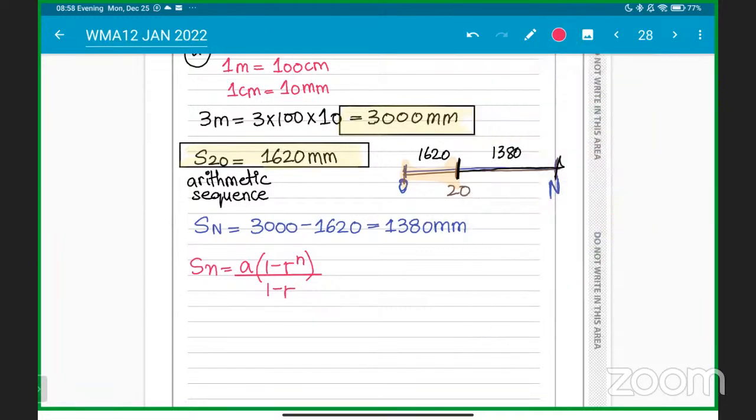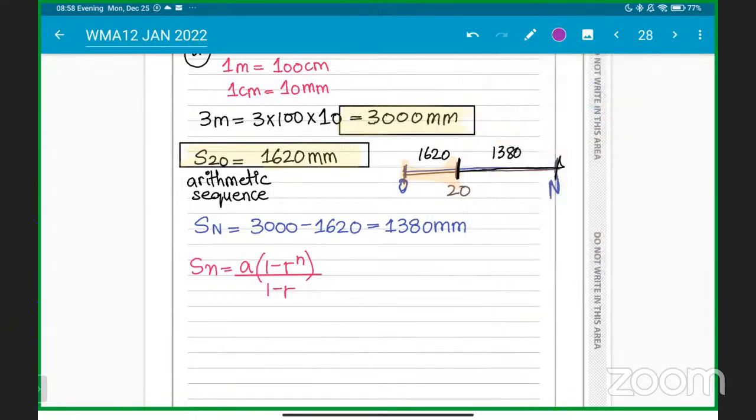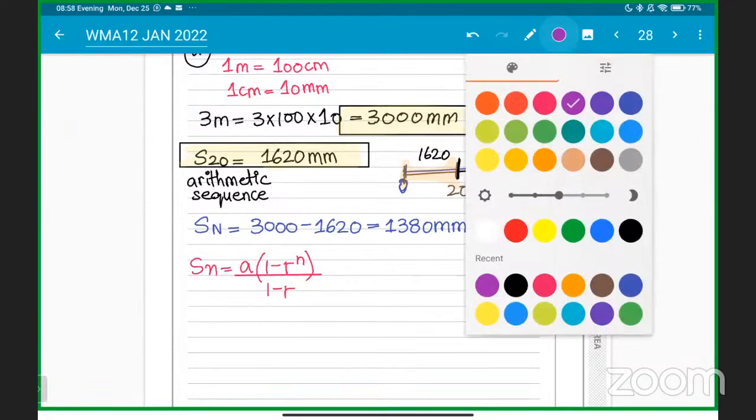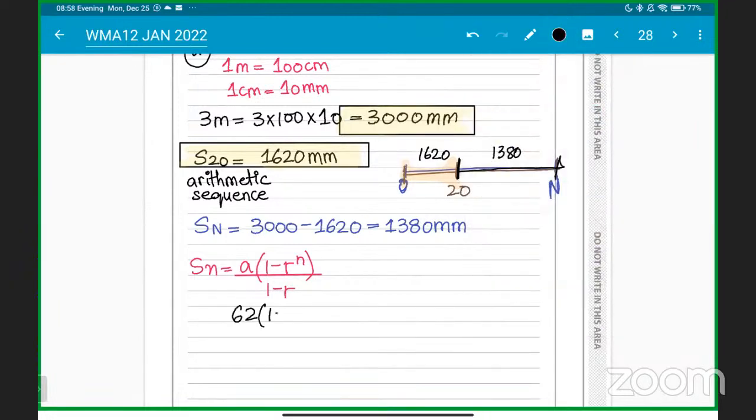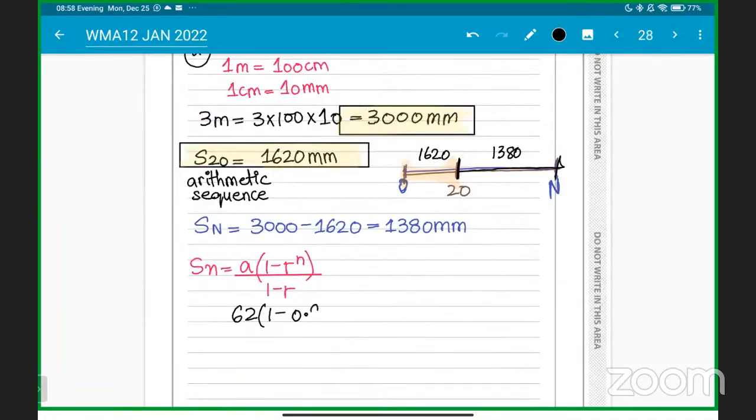What we have is basically the sum of the terms. So here we go. We already know what a is. In the geometric case, a was 62, right? 62. We already know what r is; we have just found r. So 1 minus 0.984 to the power of n, which we don't know, divided by 1 minus 0.984, the r value, and this sum should be greater than 1380 millimeter. Everyone getting it? This sum should be greater than 1380 millimeter.